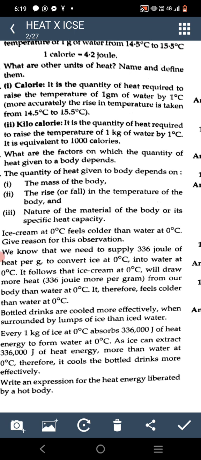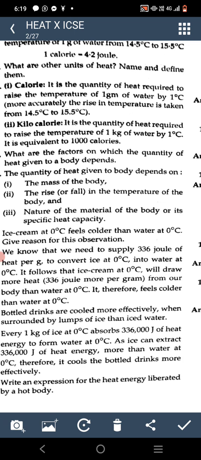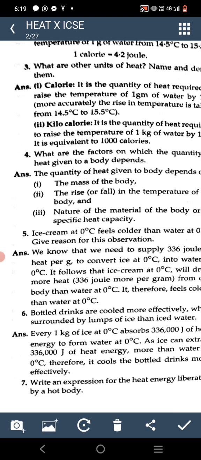Bottled drinks are cooled more effectively when surrounded by lumps of ice than by iced water. For the same reason, the answer is the same.